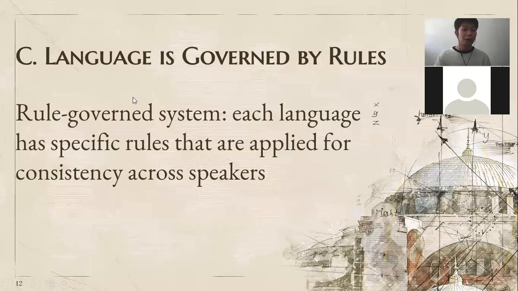Okay, language is governed by rules. Rule-governed system, each language has specific rules that are applied for consistency across speakers. So whether we are conscious or not, there are rules that govern a specific language. And the rules for every language are distinct, meaning the rules for the English language cannot be totally applied when it comes to Filipino languages. For example, in Cebuano language or Tagalog language. So there are rules that you cannot apply to other languages.